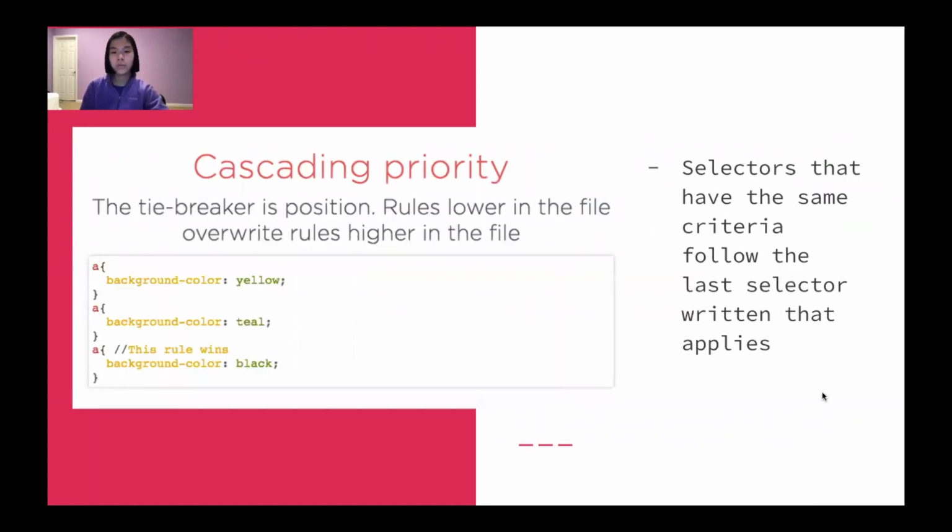So again, for cascading priority, selectors that have the same criteria follow the last selector written that applies. And so the tiebreaker is the position of the code, and the rules lower in the file overwrite rules higher in the file. So for this one, we have A as the selector 3 times in a row. And so the code that will execute is the last one, which says that the background color is black. So even though there is code for background color being yellow and teal, ultimately the background color will be black because that's the last selector that applies.